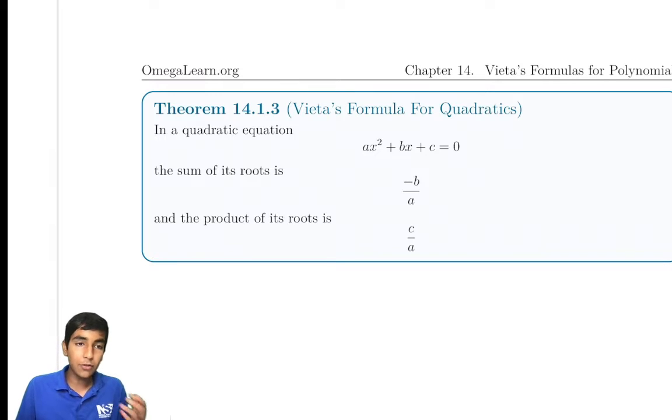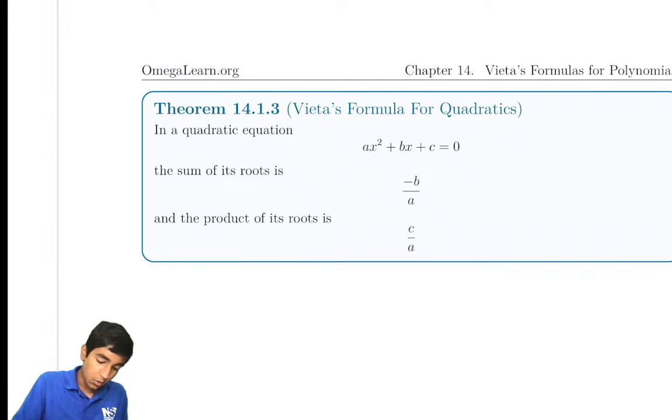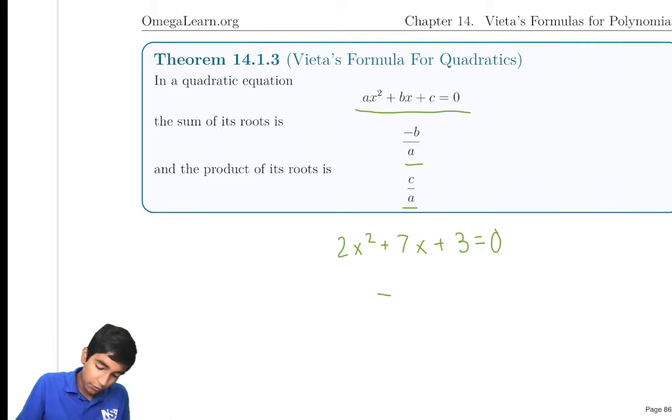Starting off with Vieta's formulas for quadratics. In a quadratic, the sum of roots is negative b over a, the product is c over a. So if we have a quadratic like 2x squared plus 7x plus 3 equals 0, the sum of roots is negative of b over a. The product is just c over a, so 3 over 2.